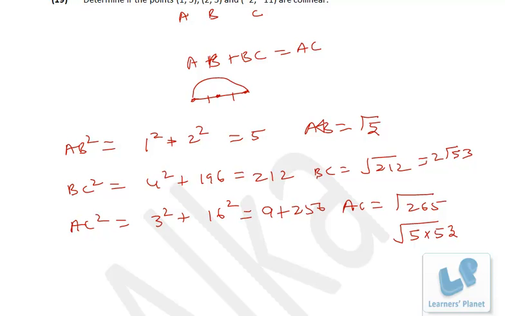Now here we can see AB plus BC is equal to AC, or maybe AC plus BC is equal to AB. Any of these, that means sum of the two is not equal to the third one, right? So these 3 points are not collinear. Okay.